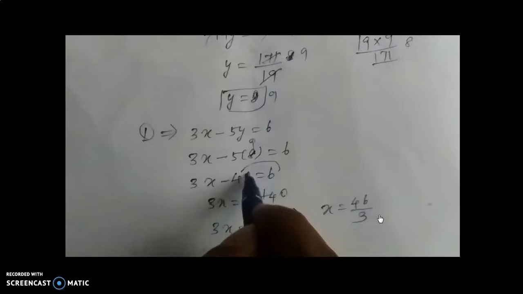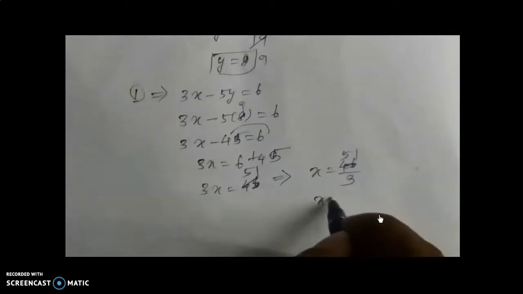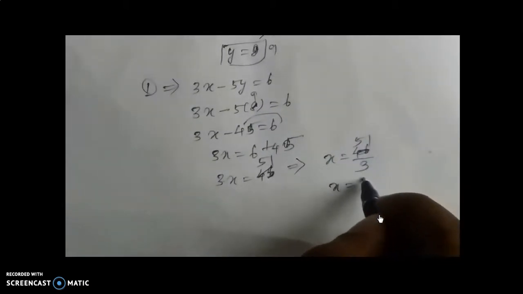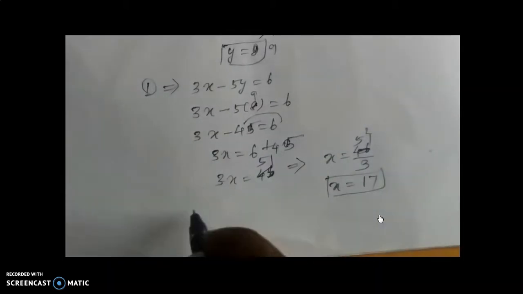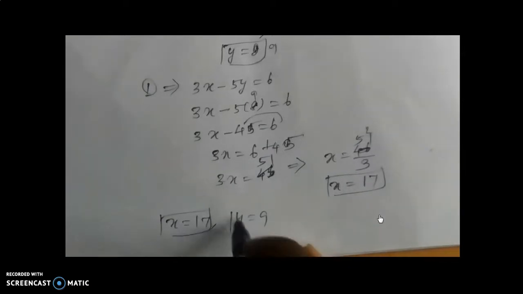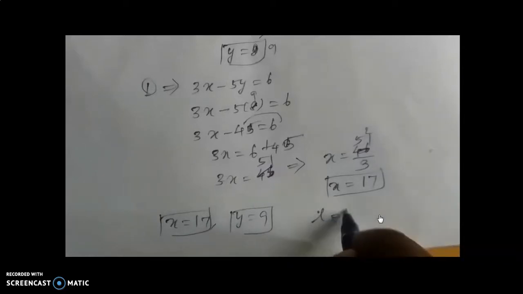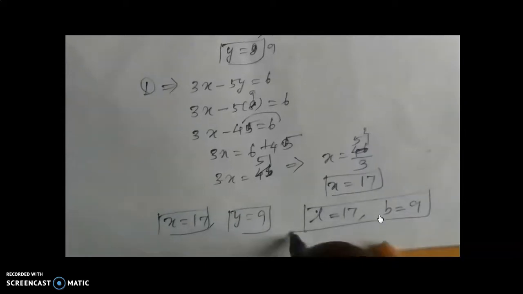So 9 fives are 45. So 3x minus 45 equals 6, so 3x equals 6 plus 45, which is 51. So 51 by 3. Therefore x equals, 3 into 1, the remainder 2, 7 threes are 21, so 17. Therefore the value of x equals 17 and the value of y is 9. So what is x here? x is nothing but the length of the rectangle, so the length L equals 17 and the breadth B equals 9 units. So this is the solution.